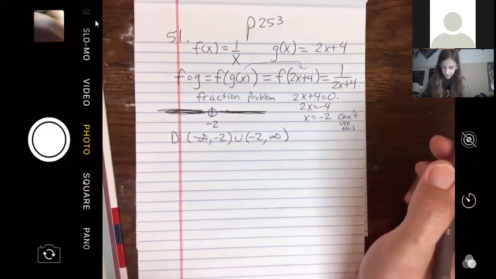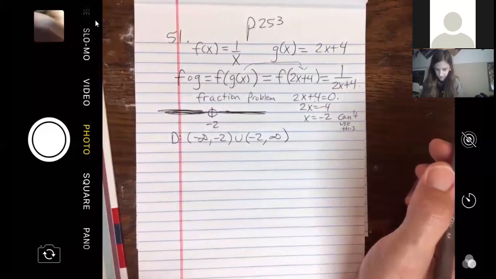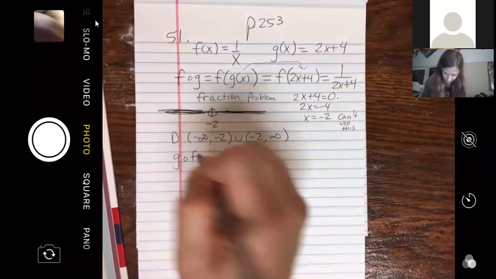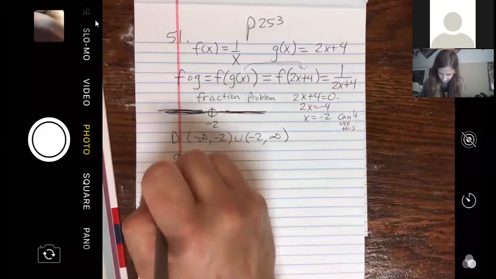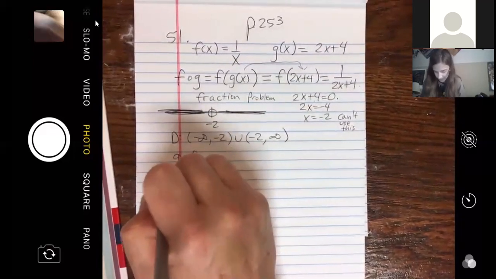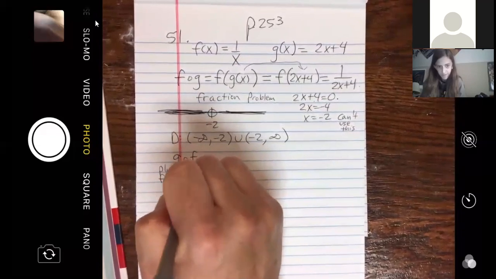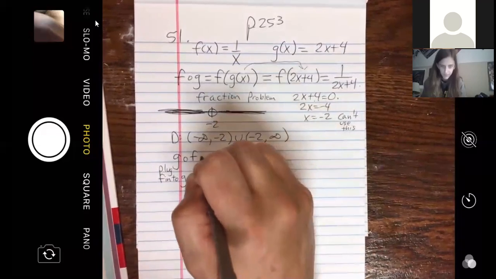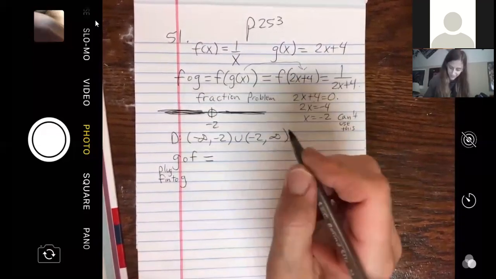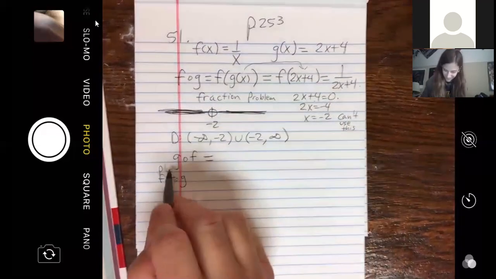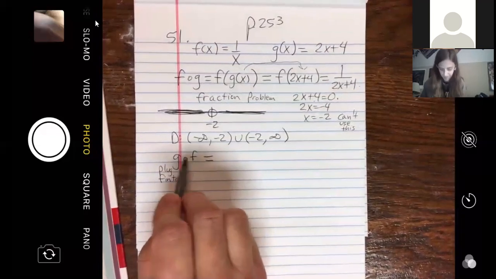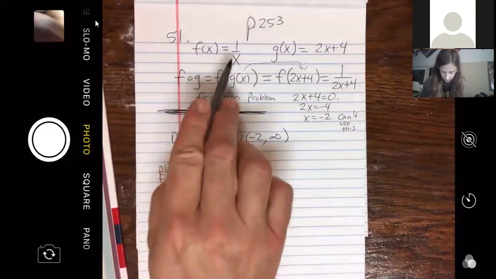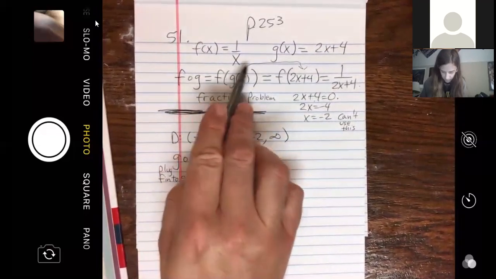Are we ready to switch it to G circle F? Yes, we are. We're going to plug F into G. Are you ready to shorten it up, or you want to still see all the steps? Let's shorten it up. Let's see how it goes. So this is the phrase I use: you plug your second into your first. So that means I'm going to plug F into G.